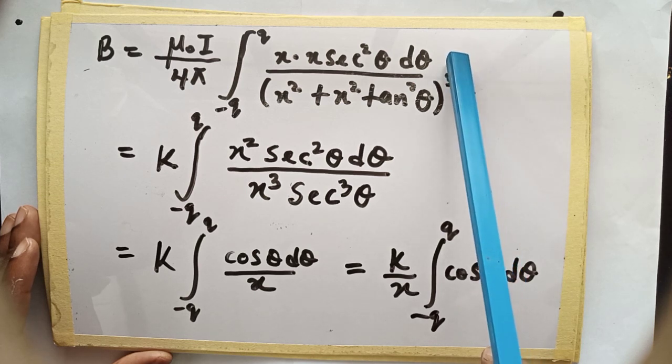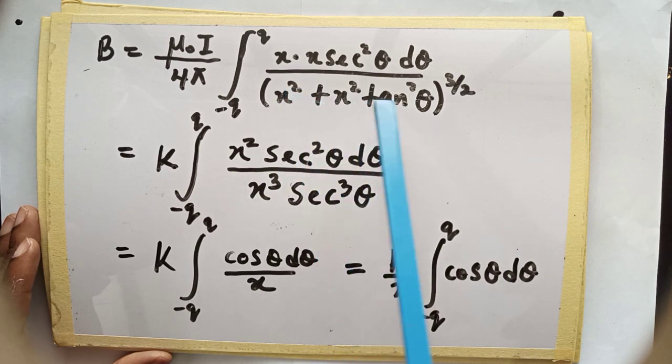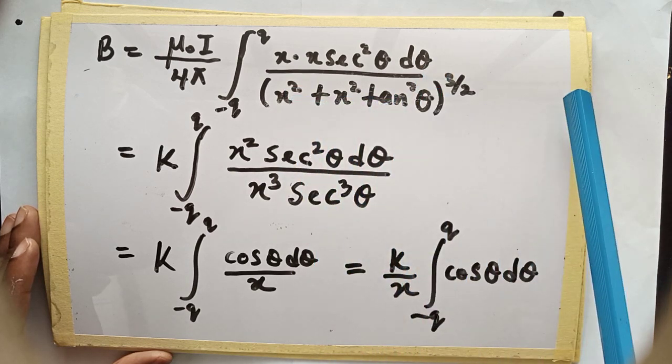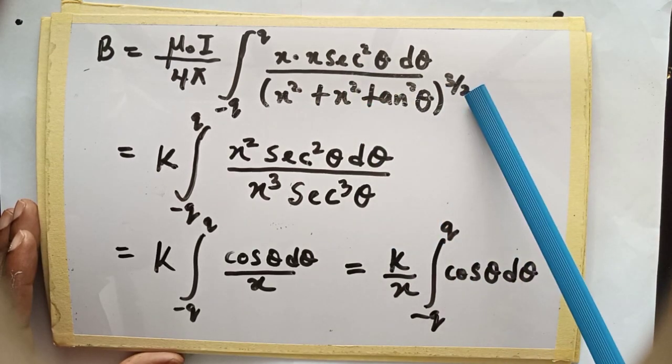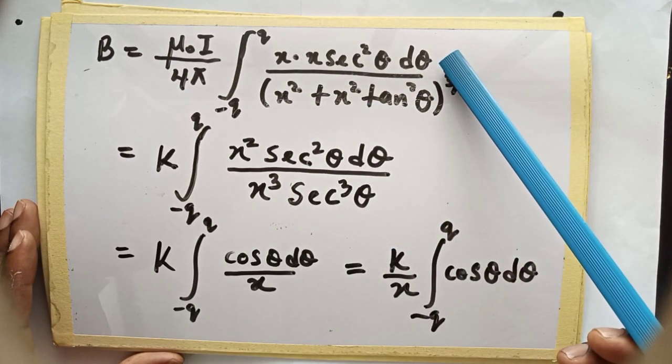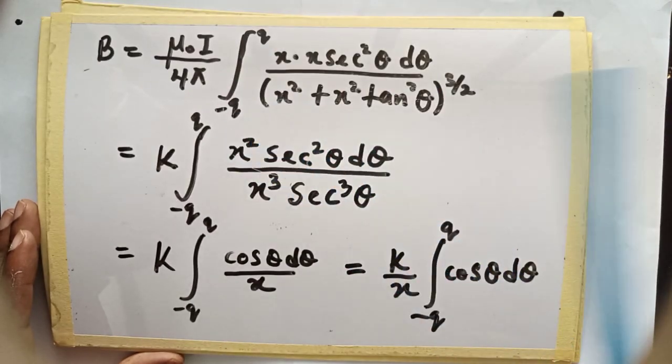Okay, so from here, we'll factorize x squared out, and that x squared will cancel this square root, and by the time you multiply raised to power 3, it gives you x cubed. We are left with 1 plus tan squared theta. 1 plus tan squared theta is sec squared theta. The sec squared theta will cancel this square, and by the time you multiply raised to power 3, it gives you this. This one still remains the same.